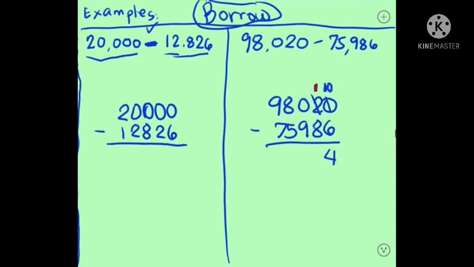1 minus 8. Can or cannot? Cannot, right? It's because 1 is less than 8. So we need to borrow from here. But here we have 0. We cannot borrow from 0. It's because it's nothing. So, instead, we will borrow from the next one, which is 8. So 8 will become 7.